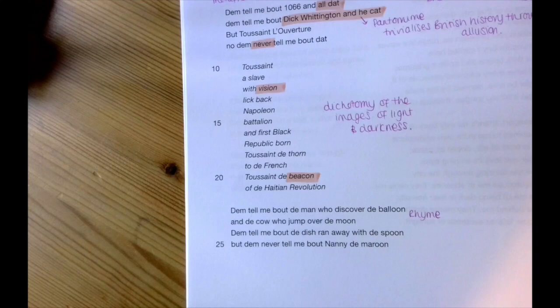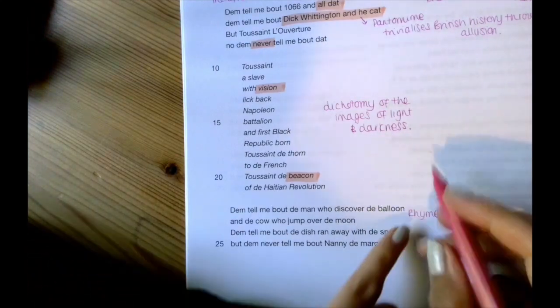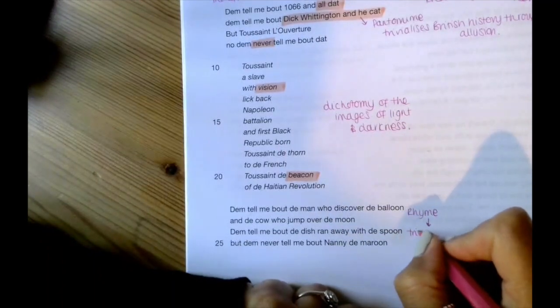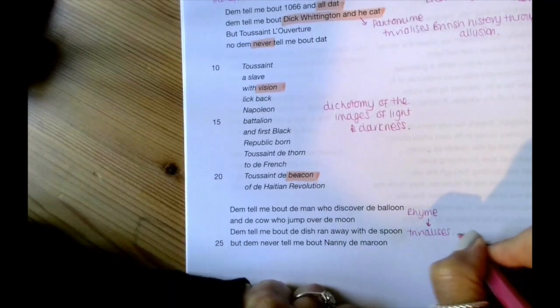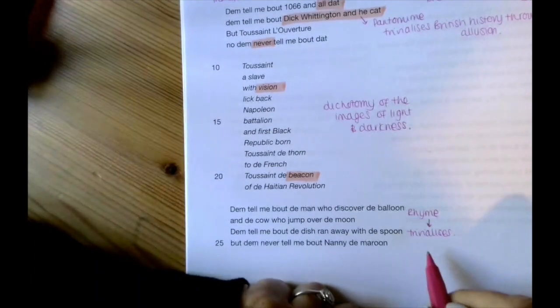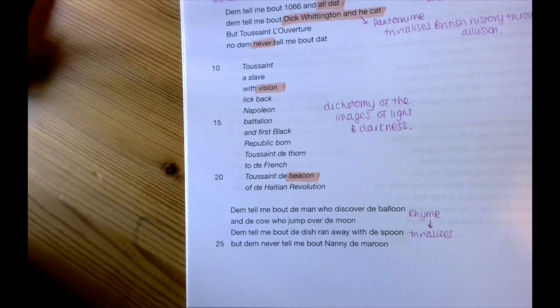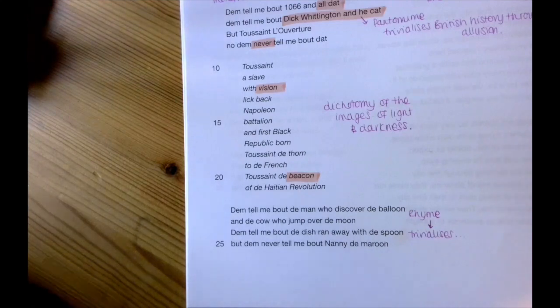When he uses the rhymes to describe these elements of British history, he makes them sound quite childish, and I think that shows Agard, or the speaker, questioning whether he actually needs to know this over the history of much more diverse figures such as Nanny de Maroon. So I'd like you to make a note here that the rhyme trivialises. And don't just copy trivialises: you need to have an explanation in your annotations about how the rhyme trivialises the British history that he is taught. When you're filling that out and doing your annotations, that needs to be a little bit more densely populated.